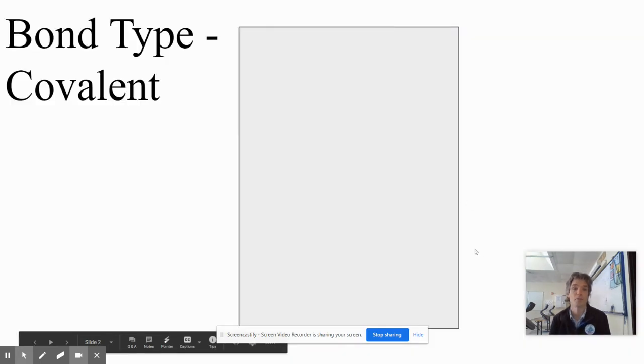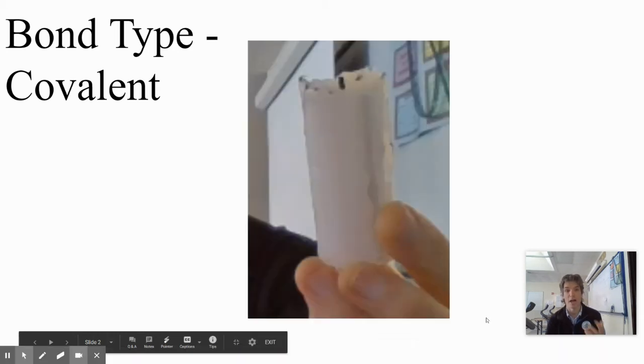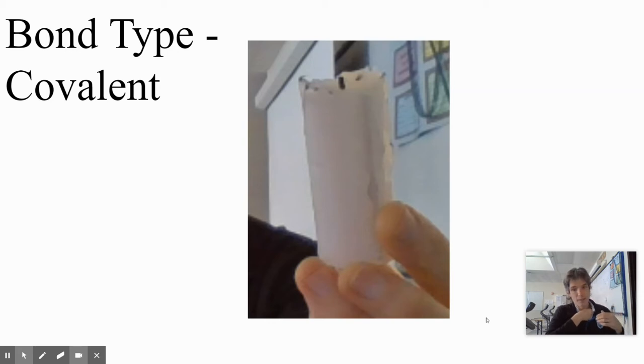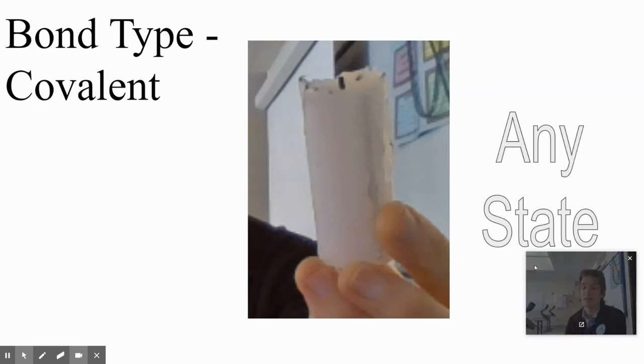Now, the first bond type is covalent, and a classic example of covalent is wax. The wax in a candle is an example of a covalent molecule, and waxes are solid. Another classic example of a covalent molecule is oxygen gas. Oxygen gas is a gas. There are lots of other examples, like oils are covalent. So really, covalent tends to be any state at room temperature.